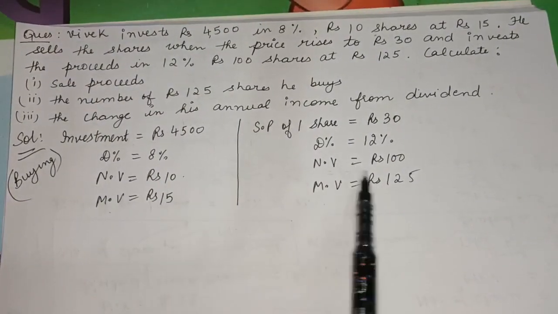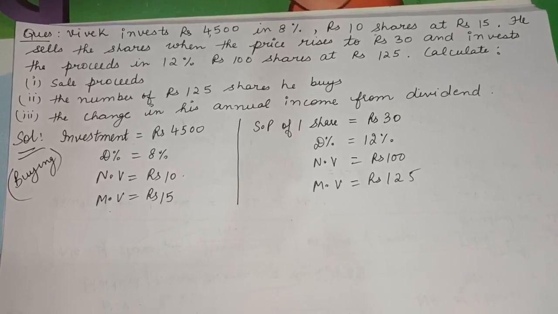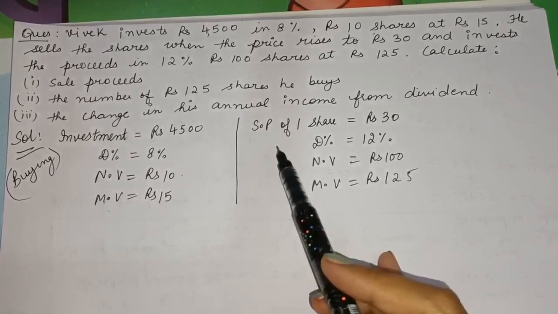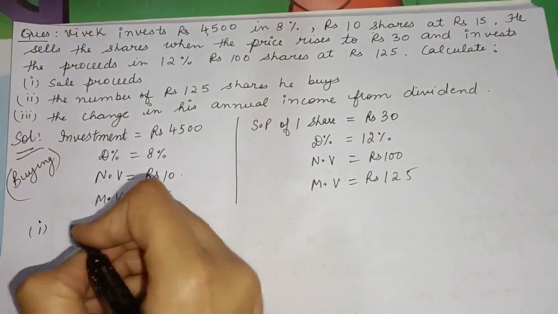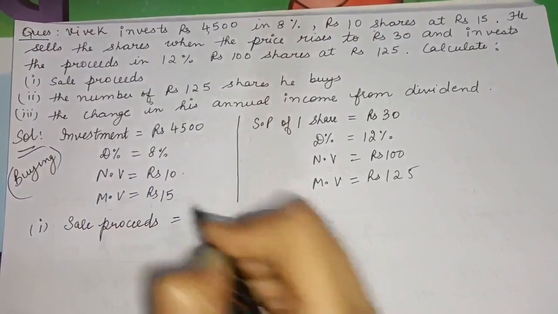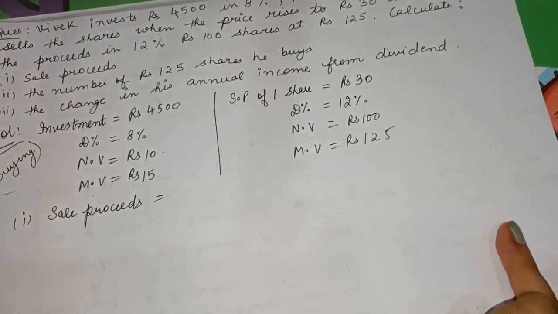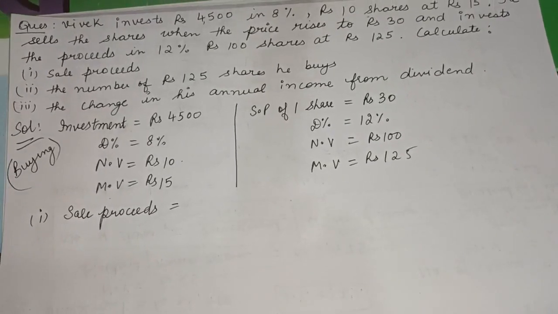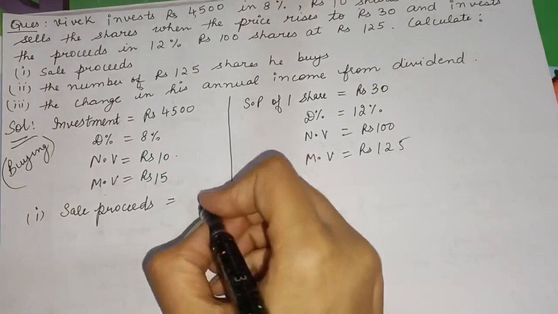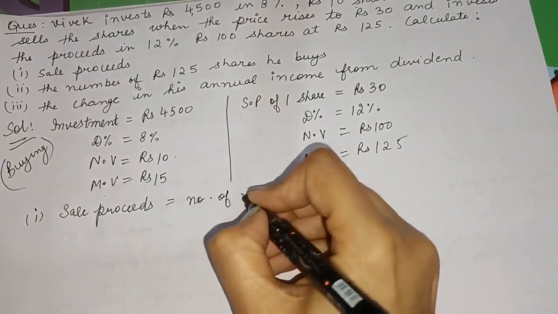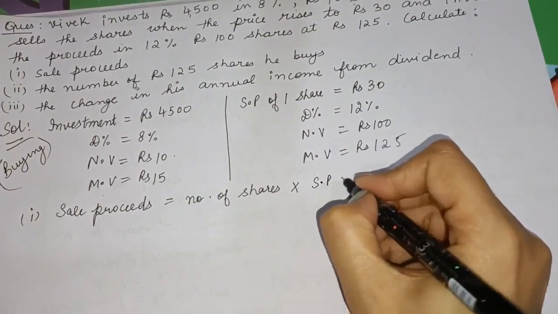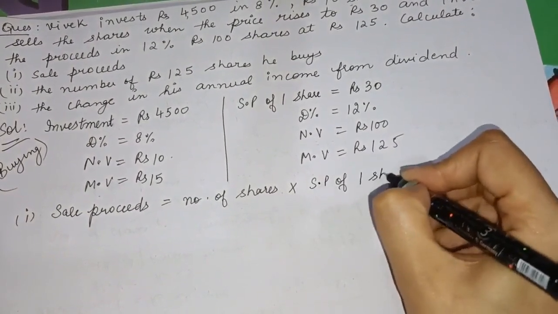You can write both pieces of given information separately so that you have an idea that this is the first case when he is buying, and here when he is selling. So the first thing we have to find is the sale proceeds. For sale proceeds, you can always remember this formula so that there is no confusion. Oh, we are seeing a new word and you people are getting scared. No. Sale proceeds means number of shares into selling price of one share.